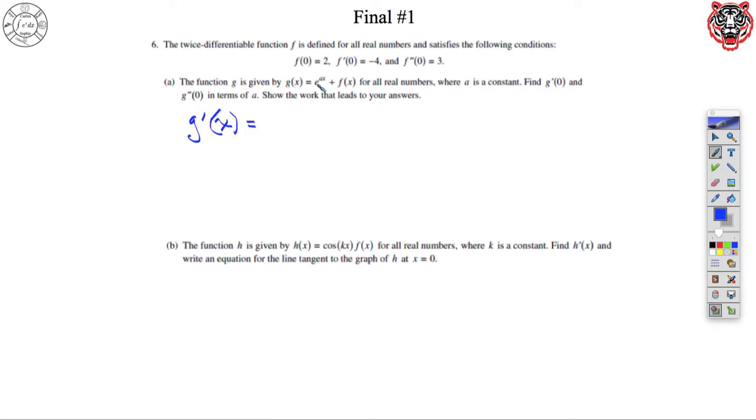So g prime of x, that means I'm taking the derivative of both of those. So when I take the derivative of e to the ax, you should know the derivative of e to the x: you multiply, and e to the power of ax stays the same.